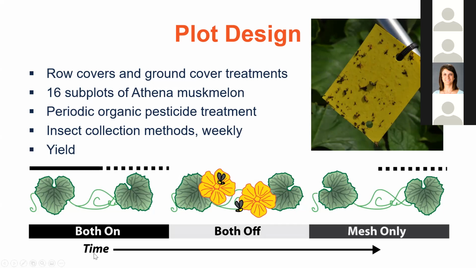In the beginning of the season, all plots had their row covers on. In the middle of the season, we had to open everything up to let the bees in, so both types of plots were open for that. After pollination, we could put those mesh row covers back on, so we had more insect exclusion in those than in the plots that had previously been fabric row covers. We collected insects weekly, and we also measured yield.